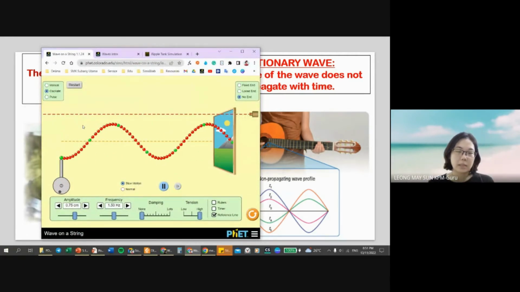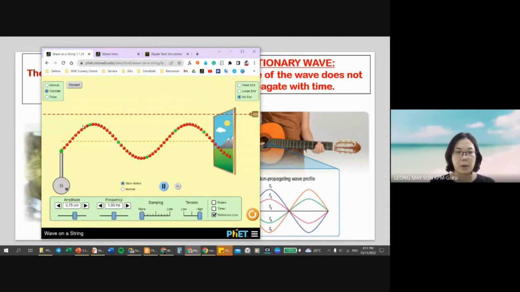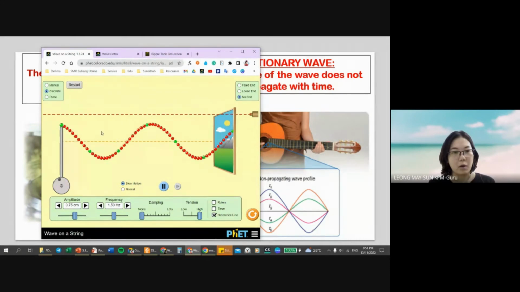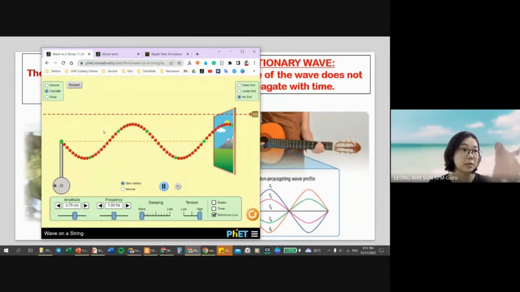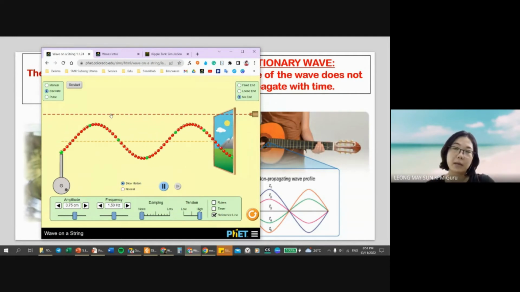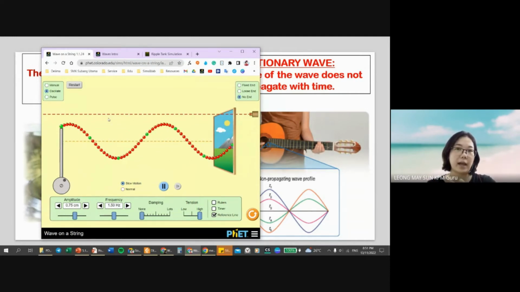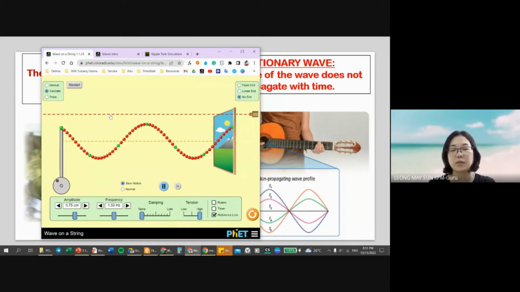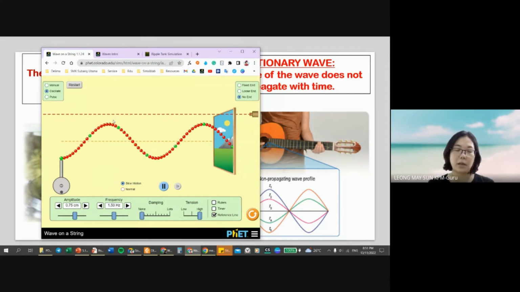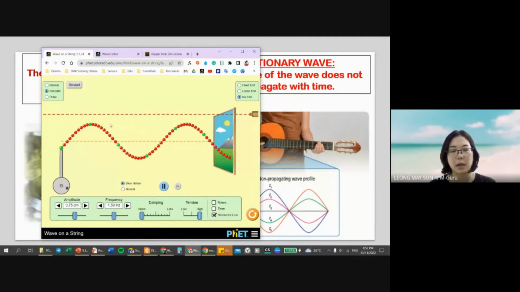As in this particular simulation, we see that the wave is propagating from the left towards the right. And over here, we're not talking about the particles moving up and down already. That part of the wave, the definition of wave, which is transferring energy without transferring matter, right? That one we leave it aside already. So now we're going to focus on the types of wave.